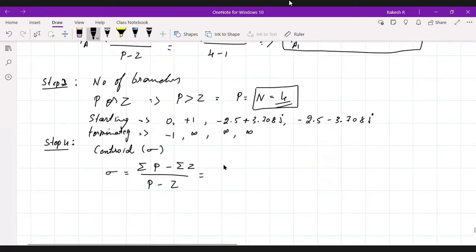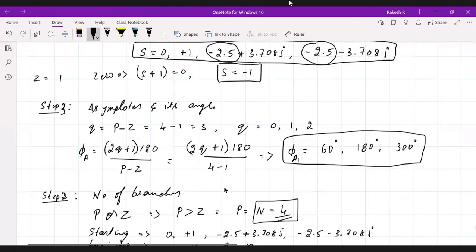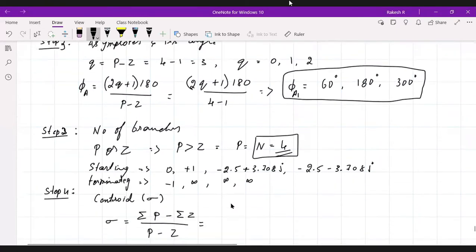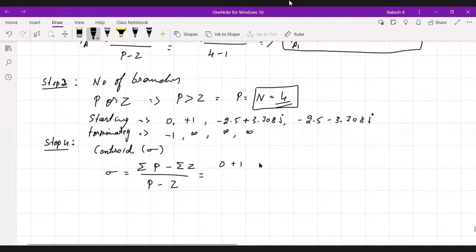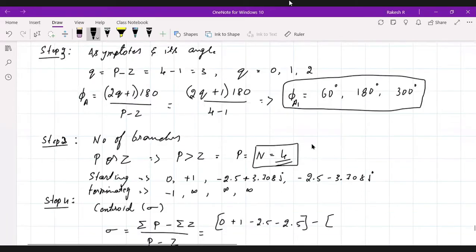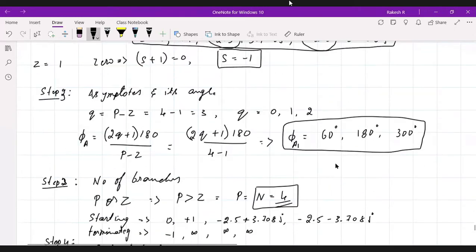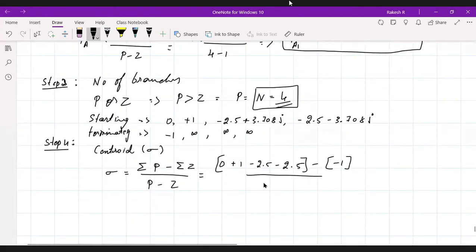So what happens now? It is 0 plus 1 minus 2.5 minus 2.5. These are the real parts of poles minus the real parts of zeros. The zero is at minus 1. So this is minus 1 divided by 4 minus 1. The number of poles is 4 and the number of zeros is 1. How much is the centroid? Centroid is 1.667, right?